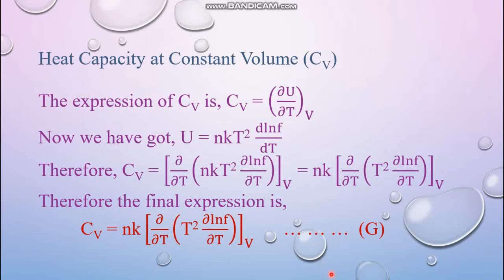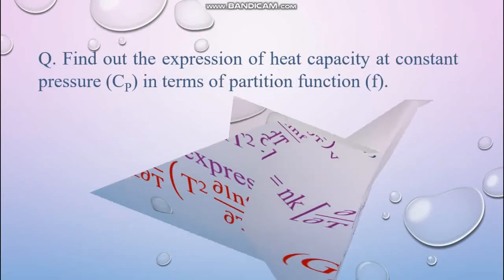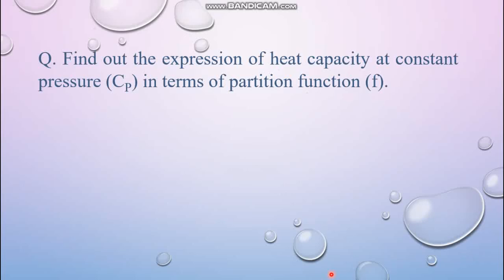So finally you can find out the value of Cp also in terms of F. So this is the question: find out the expression of heat capacity at constant pressure, that is Cp, in terms of partition function F. And I give you one hint, I won't do this here, you have to do this in your copy. You can easily find the relationship as the expression of Cv is expressed. So this is the hint. Cp has the thermodynamic expression del H by del T. So just differentiate the expression of H in terms of F with respect to T at constant P.